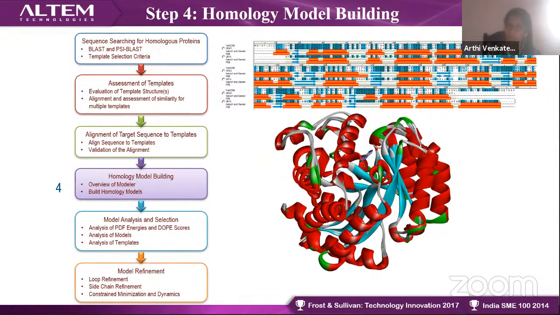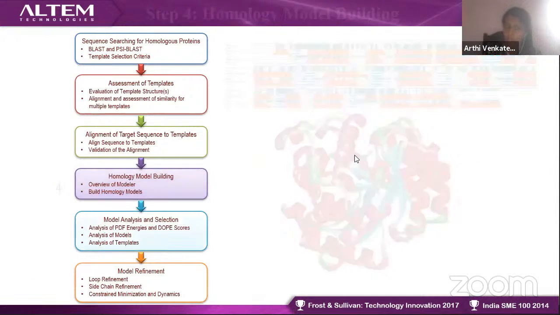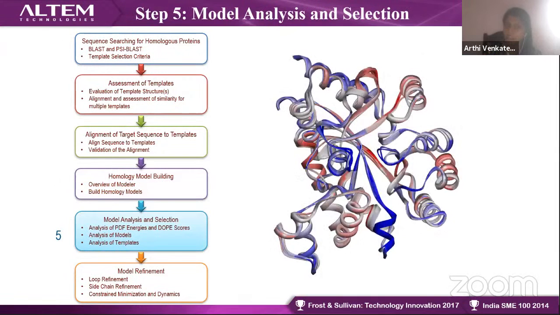Once you have got this, you will go for analysis of the PDF energy. You have your homology modeled structure. Once you have modeled your structure, you will analyze your PDF energy, that is your probability density function score, as well as the DOPE score. Once you have the PDF score and DOPE score, you will analyze the model based on the template molecule. How will you do this? Say, for example, you have two structures and you need to superimpose both. Once you have superimposed both structures, you can analyze the template molecules, and model refinement can be done through this.